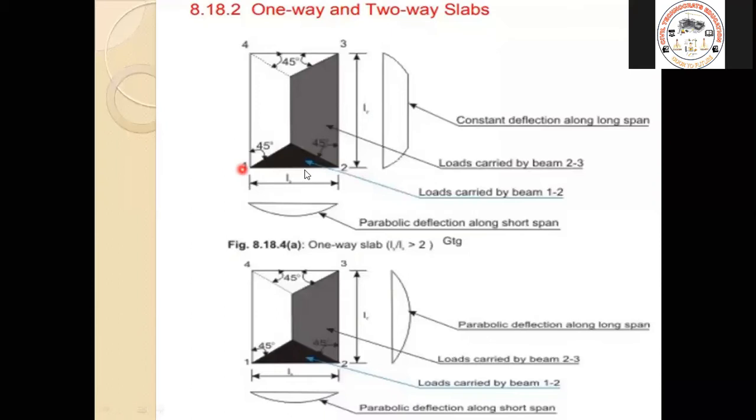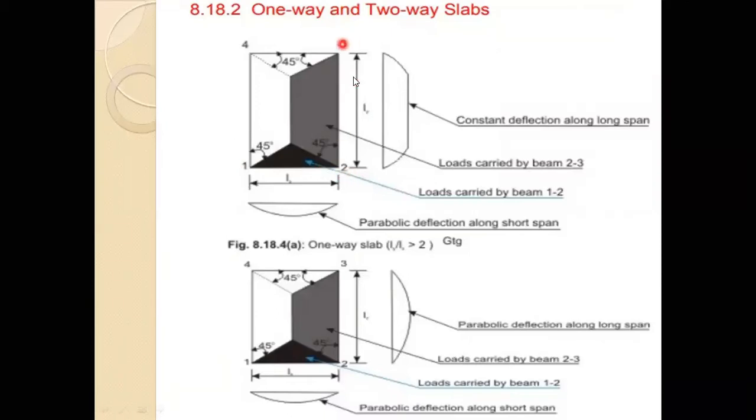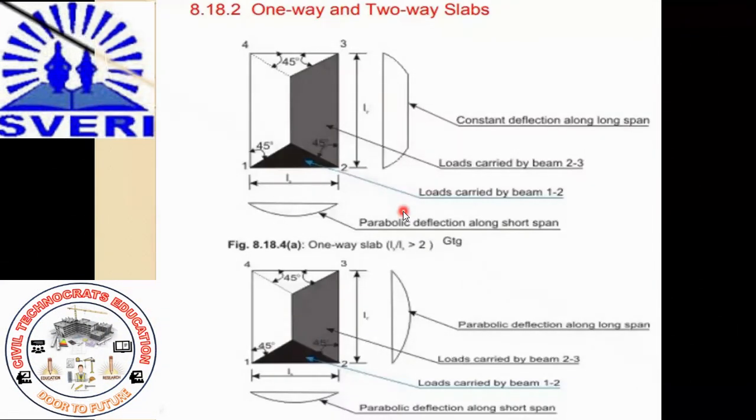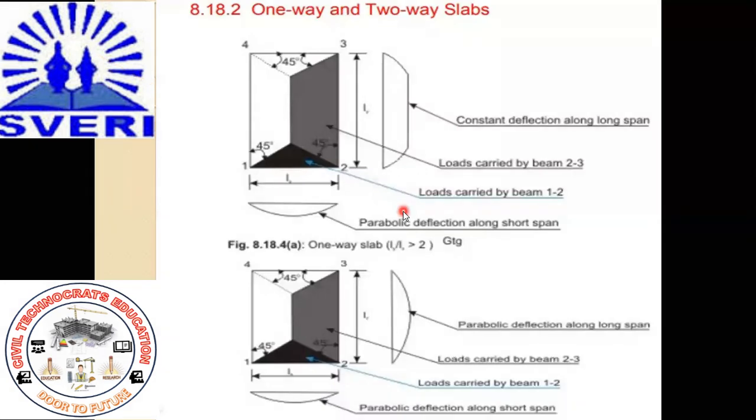So 1 to 2 is one beam, 2 to 3 is another beam. Similarly, 3 to 4 is also one beam, and 1 to 4 is also a beam. So this slab is supported on beams. At the end of the slab, there should be a beam. We always know that slab is there, after slab, beam is the next structural element, after beam, column must be there, and after column, footing is there.